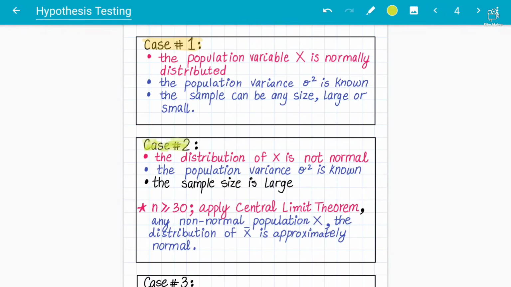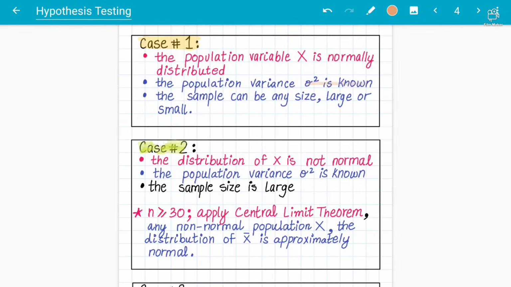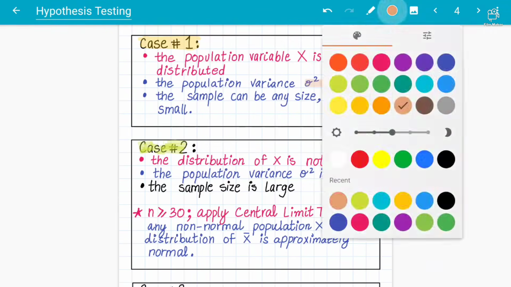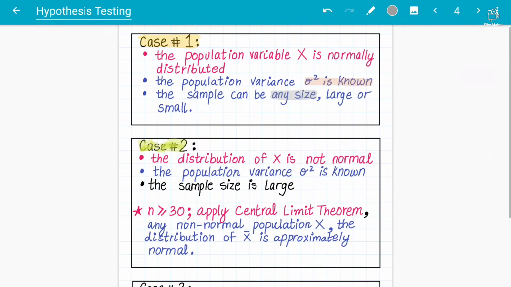Case number 1 was that the population variable x was already normally distributed. The sample can be any size, large or small. And the population variance was also known to us. That was case number 1. The variance was known, and the sample could be of any size. This was done in lecture number 4. Please revisit that lecture to understand better.